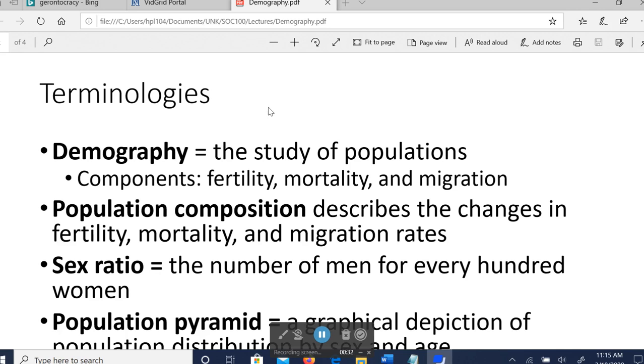It is essentially the study of populations. And it focuses on how the different components of population change to affect population change or population growth as a whole. The three main components of demography would be fertility, mortality, and migration. So, it's a no-brainer. Population change can come through increase in fertility. You can read the definitions for fertility, mortality, and migration from your ebook.